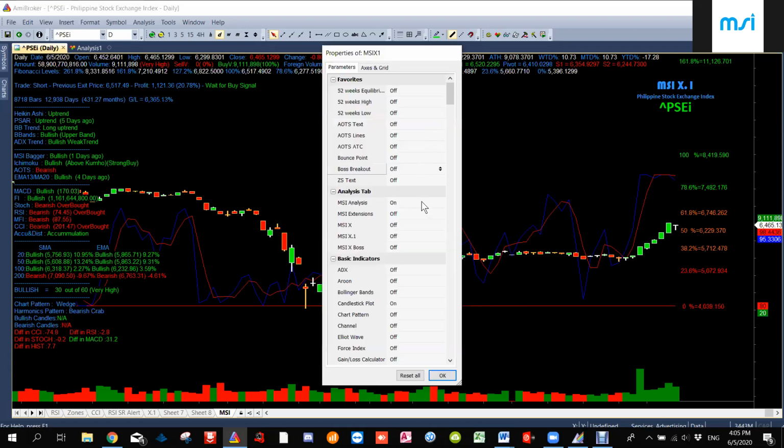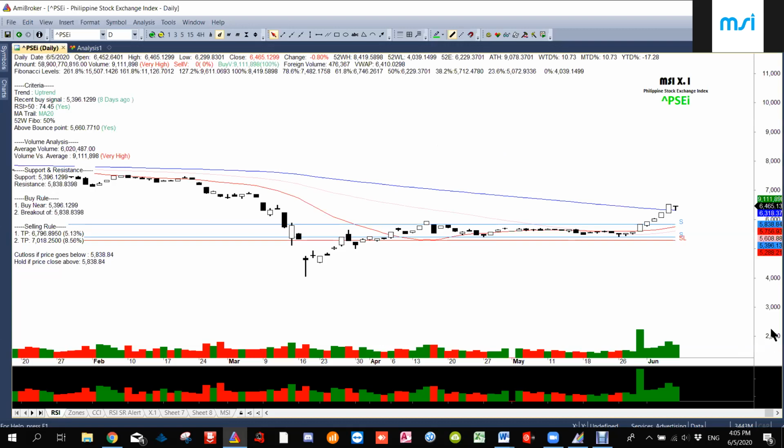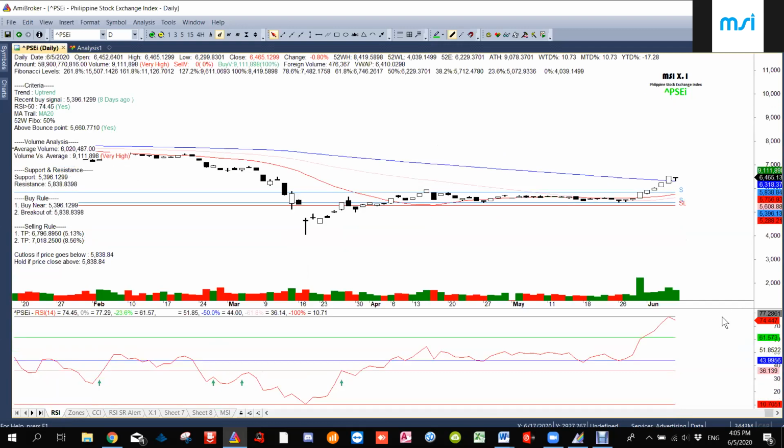Okay, so that's stochastics. Okay, next one we have the RSI. RSI is one of my favorite indicators. So siya sa mga ginagamit ko ngayon. So yung RSI, it's actually a momentum indicator, no?